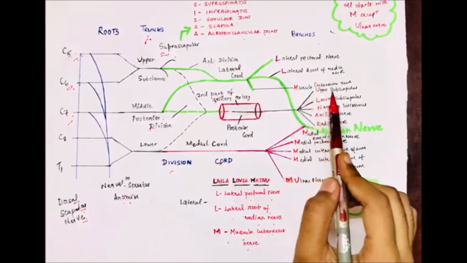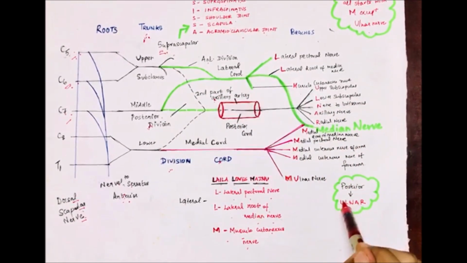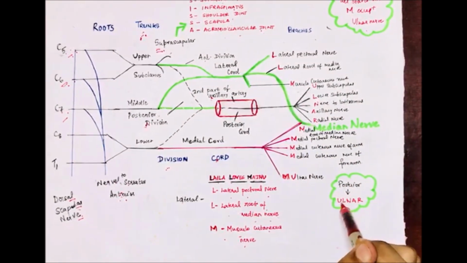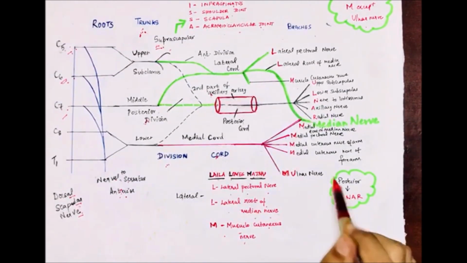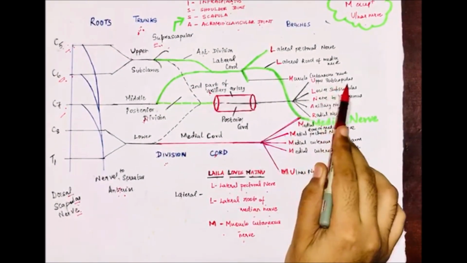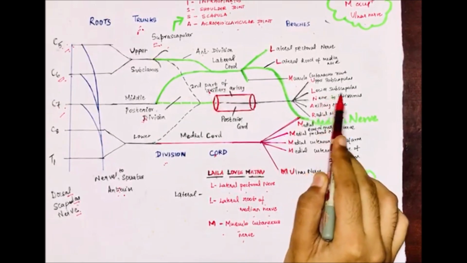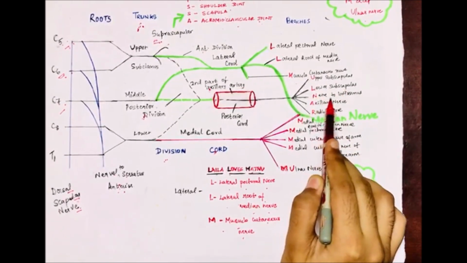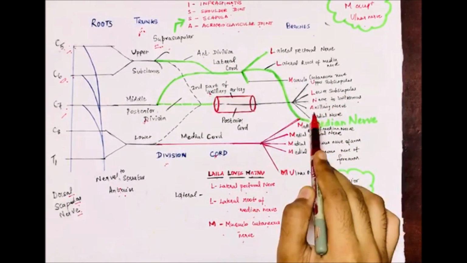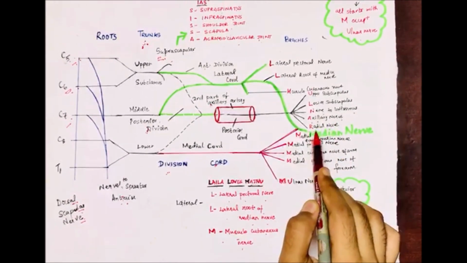Now, let us move on to the posterior cord. The letters of the word ULNAR give the branches of the posterior cord, where U stands for upper subscapular, L stands for lower subscapular, N for the nerve to the latissimus dorsi, A for the axillary nerve, and R for the radial nerve.